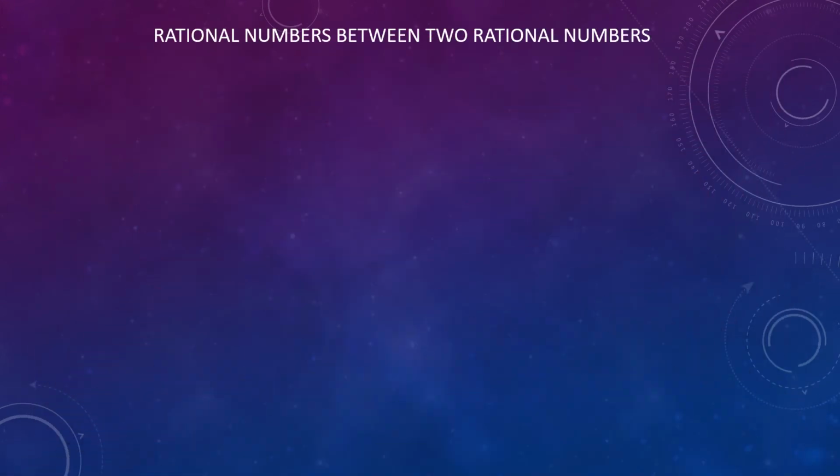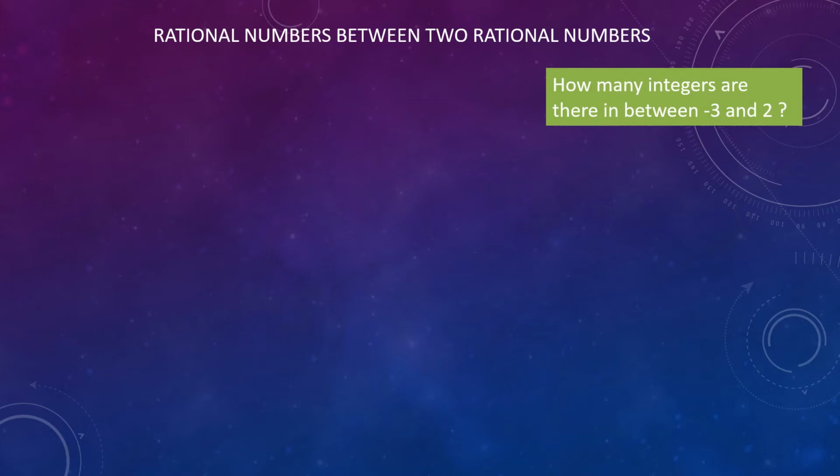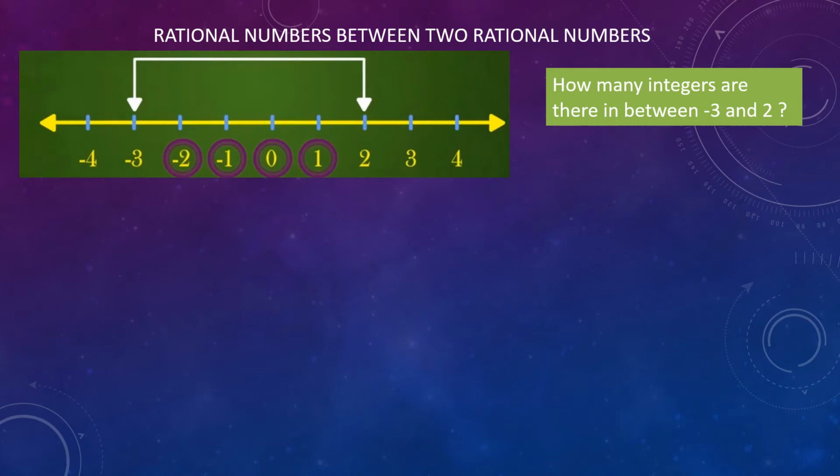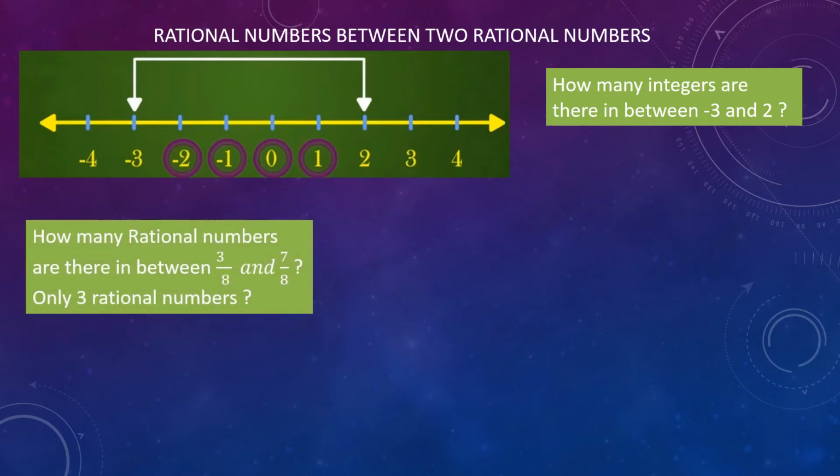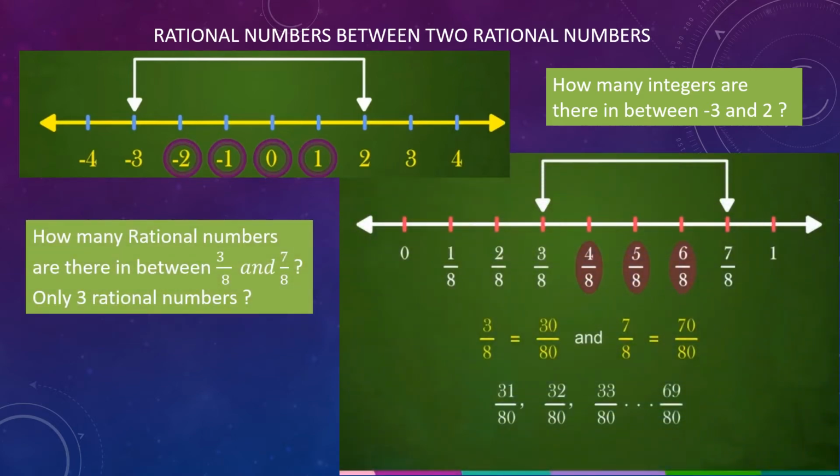Rational numbers between two rational numbers. How many integers are there in between negative 3 and 2? From this number line, we have seen that there are 4 integers in between negative 3 and positive 2. Then, from the second number line, how many rational numbers are there in between 3 by 8 and 7 by 8? Only 3 rational numbers? Let us see. From this number line, only 3 rational numbers are marked: 4 by 8, 5 by 8 and 6 by 8.